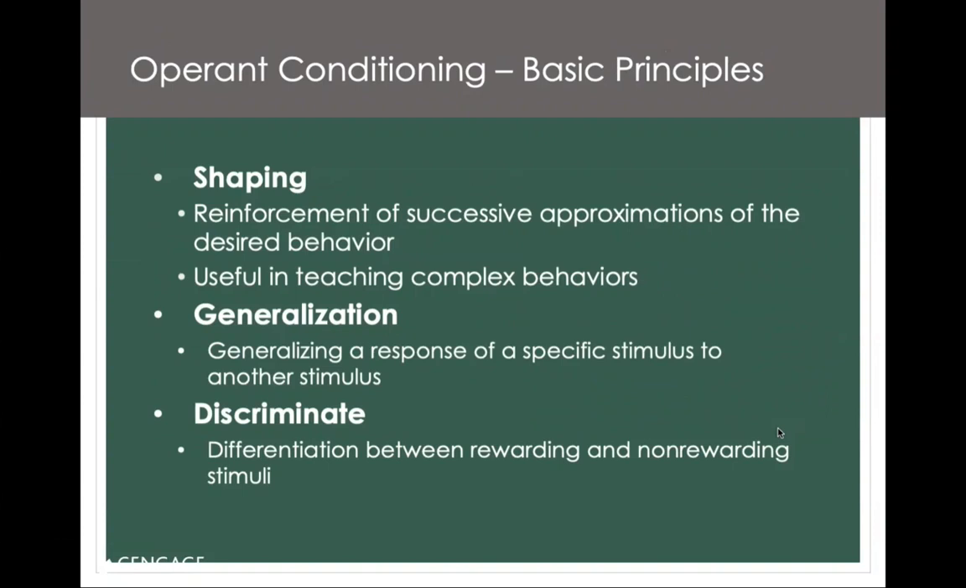So there were other basic principles that he proposed as well under operant conditioning, something known as shaping, which is reinforcing successive approximations of the desired behavior. It's useful in teaching complex behaviors. So it's just like training dogs. You give them treats and then you train them how to roll over. You treat them how to listen. You treat them different tricks. And so shaping is basically teaching people or dogs or other animals how to mold their behaviors in a certain way, to shape their behaviors in a certain way.